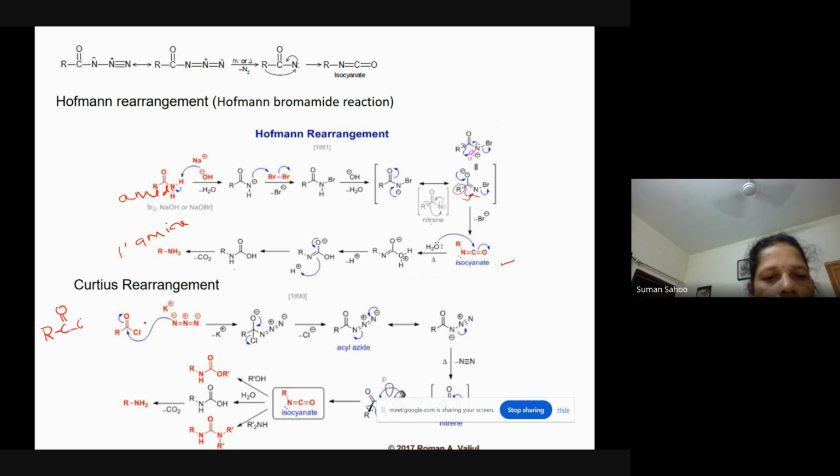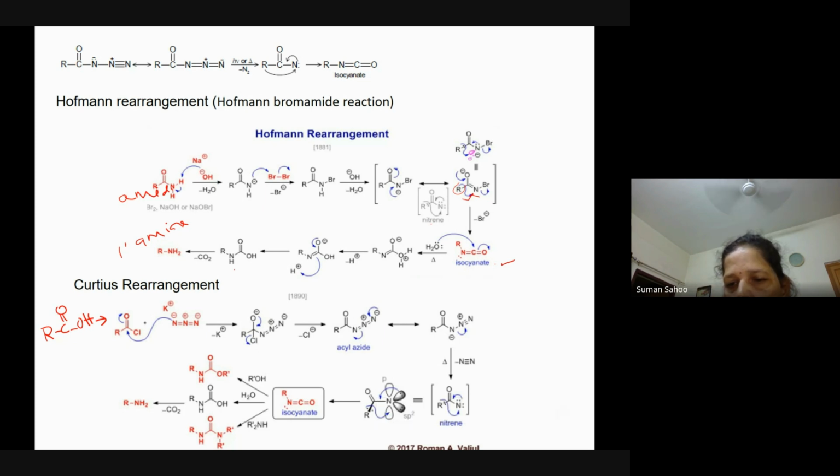And in the case of the Curtius rearrangement, you start with acyl halides, which you can get from carboxylic acids. First you treat it with potassium azide, which would give you your acyl azide. Now this acyl azide undergoes fragmentation to generate your nitrene, and this nitrene intermediate undergoes rearrangement to give you isocyanate. So you see that in the Hofmann rearrangement as well as in the Curtius rearrangement, you are getting an isocyanate. This isocyanate, depending on your reaction conditions, will give you different products.